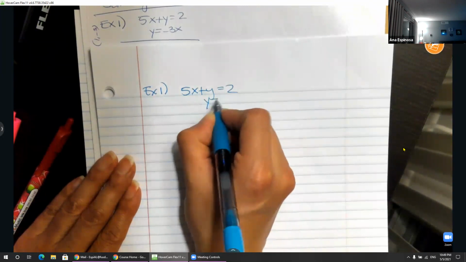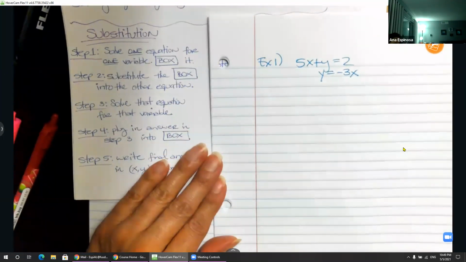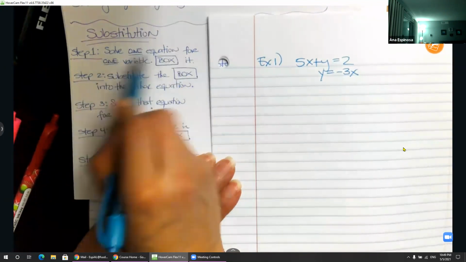And this clearly states by substitution. So I'm going to remove this. I'm going to show you the steps and do the steps one at a time. Okay. The step says, step 1, solve one equation for one variable.